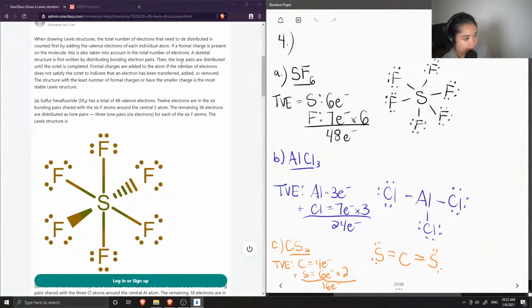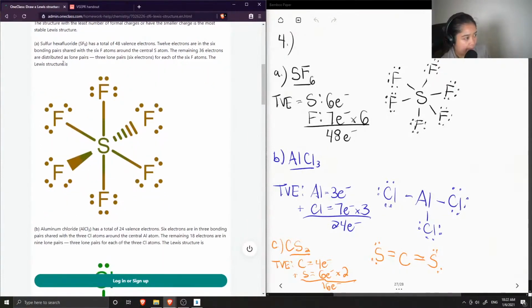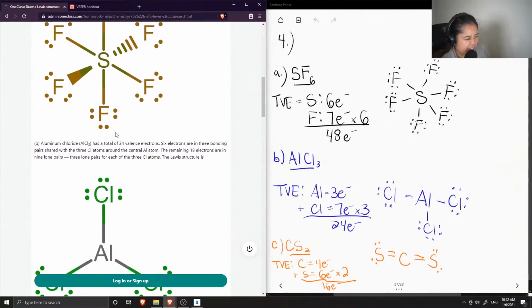Then the lone pairs are distributed until the octet is completed. Formal charges are added to the atom if the number of electrons does not satisfy the octet to indicate that an electron has been transferred, added, or removed. Structure with the least number of formal charges or has the smaller charge is the most stable. For sulfur hexafluoride, they have the same Lewis structure, so that is correct.